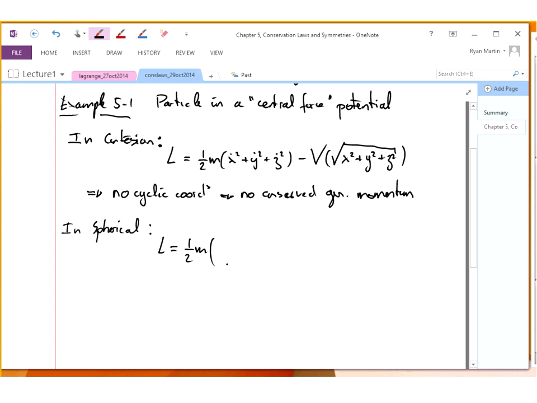Okay, fair enough. Let's model the same situation in spherical coordinates. In spherical coordinates, we have L equals a half m, and you learned this in assignment 2, the kinetic energy in spherical coordinates is r dot squared plus r squared theta dot squared, where theta is the polar angle, plus r squared sine squared theta phi dot squared, where phi is the azimuthal angle. And then minus the potential, which in spherical coordinates only depends on r.